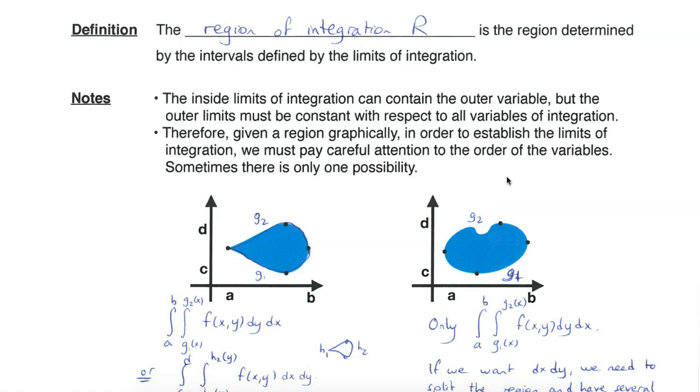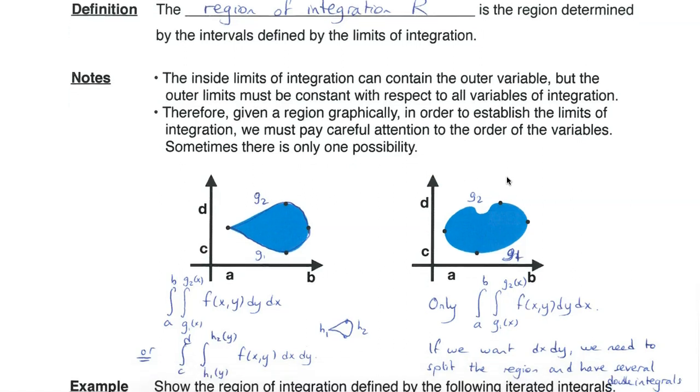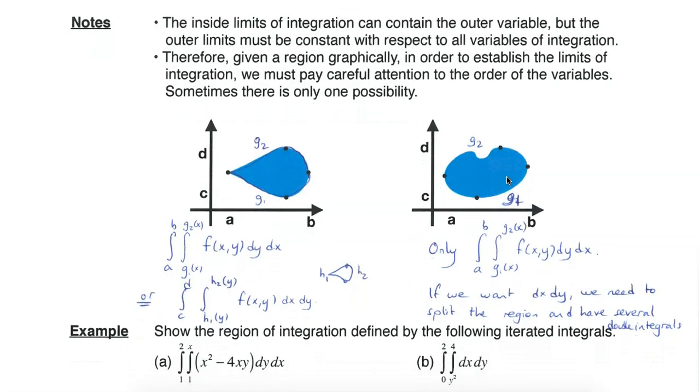Note: the inside limits of integration can contain the outer variable, but the outer limits must be constant with respect to all variables of integration. Looking at the example down here, the outer variable is x. So in my inside integral here, the integral from 1 to x, it's totally fine to have an x, because when I integrate in terms of y, then x will be part of the integrand that I'm integrating in my second step. However, instead of the 1 and 2 here, the limit, I could not have a y there. I could not have an x either.